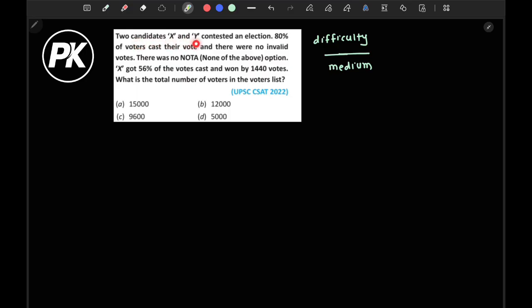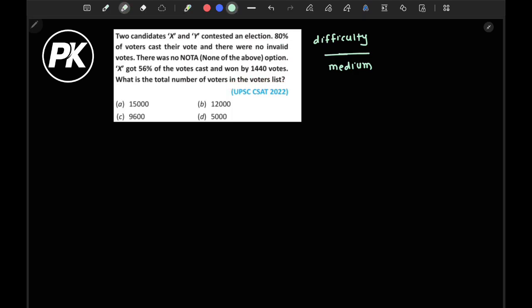Two candidates X and Y contested an election. 80% of voters cast their vote and there were no invalid votes. There was no NOTA option. X got 56% of the votes cast, and won by 1440 votes. What is the total number of voters in the voter list?